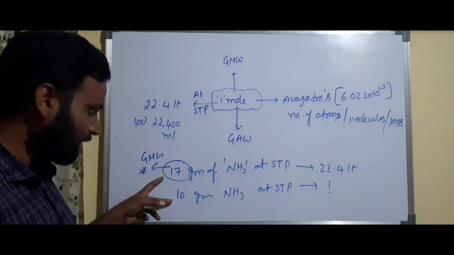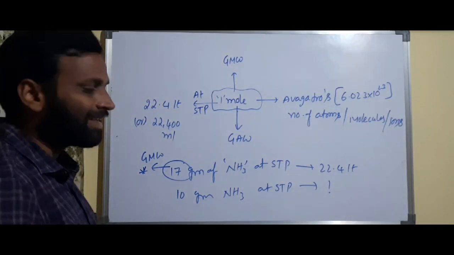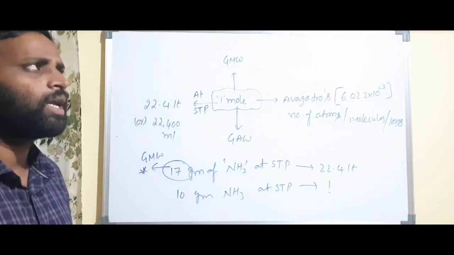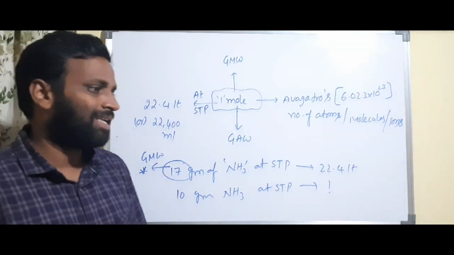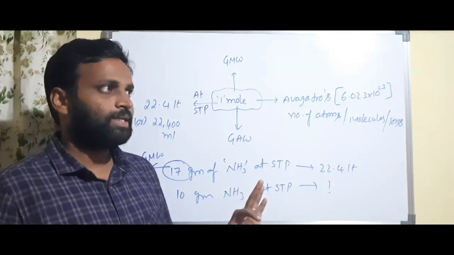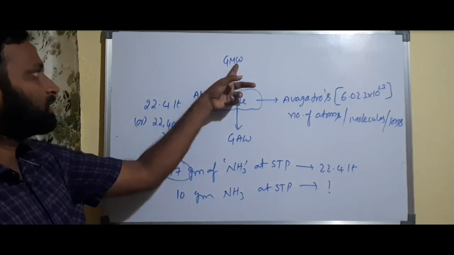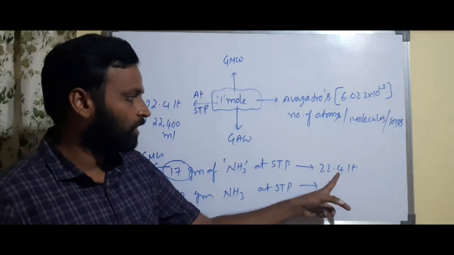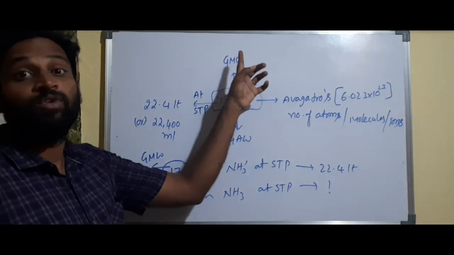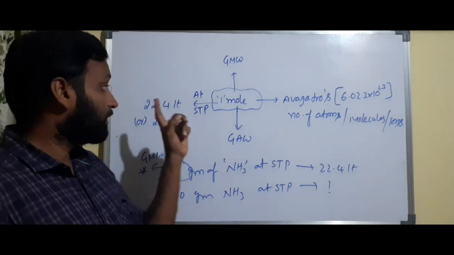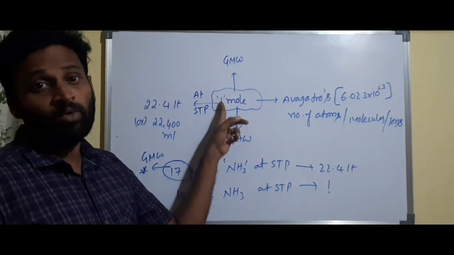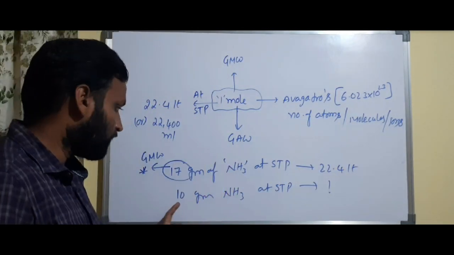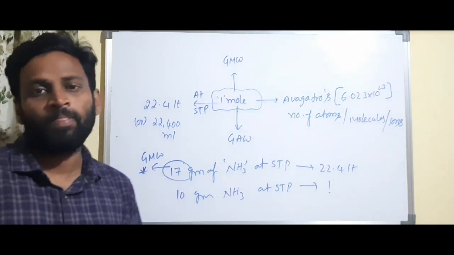They will ask the question like this: 10 grams of ammonia at STP has how much volume? That's the question. I know ammonia's molecular weight is 17, because nitrogen atomic weight is 14, 14 plus 3, 17. 17 grams is the gram molecular weight of ammonia. 17 grams of ammonia at STP occupies 22.4 liters, because 17 grams of ammonia is equal to 1 mole. 22.4 liters is occupied by 1 mole. So 17 grams will occupy 22.4. Now for 10 grams of ammonia, how much volume?